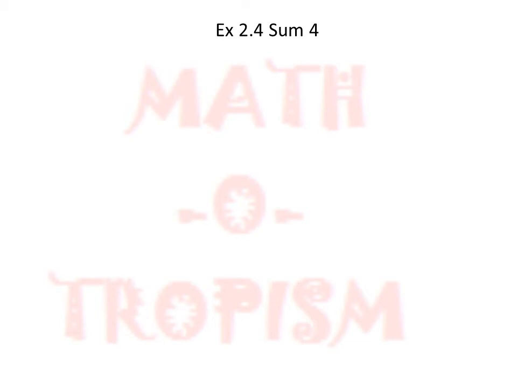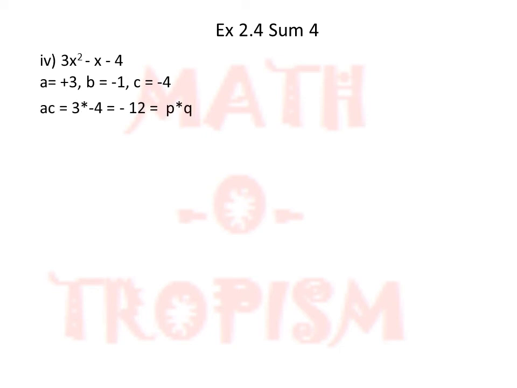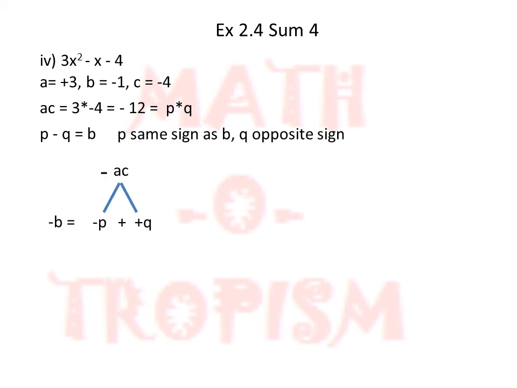The fourth sum is 3x square minus x minus 4. A is 3, B is minus 1, C is minus 4. So what is AC? 3 into minus 4 is minus 12. So since AC is negative, both the factors P and Q should be subtracted to give B. P will have the sign of B, so here B is negative means P will also be negative, and Q will be of the opposite sign, means it will be positive.